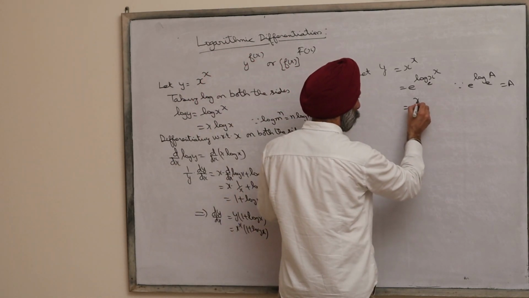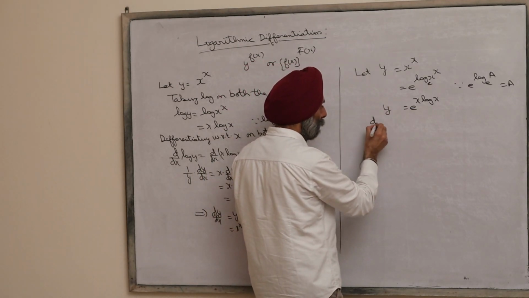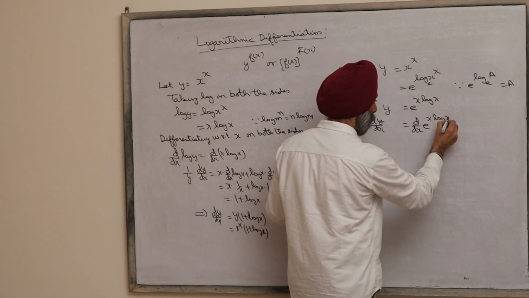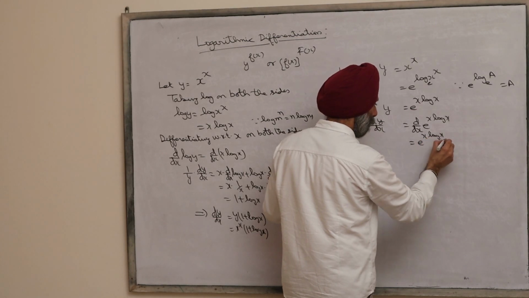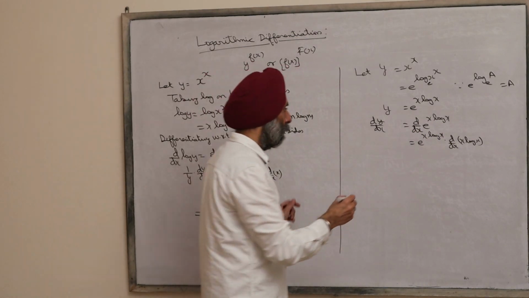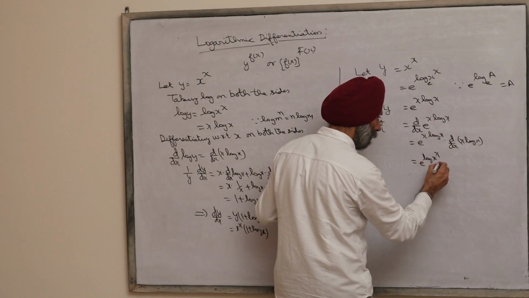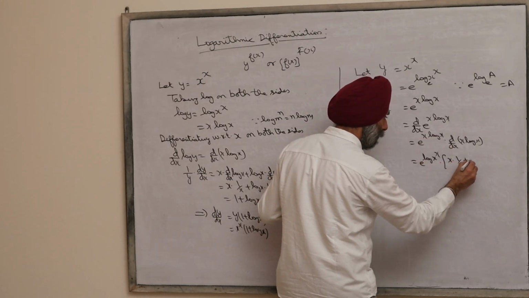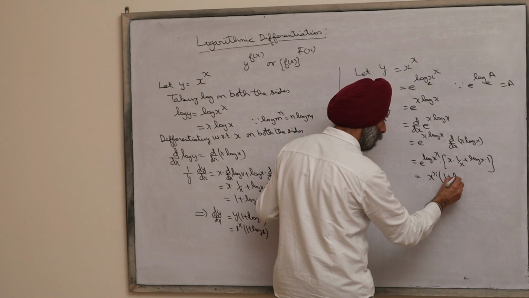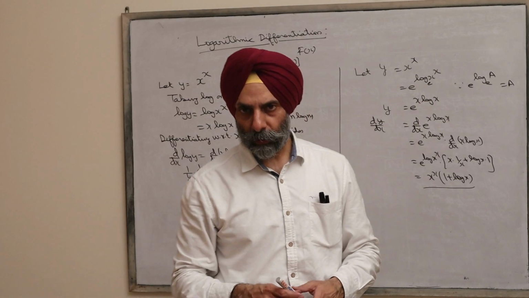So can this be written as e raised to x log x? Now differentiate this. So dy over dx is equal to d over dx of e raised to x log x, which is e raised to x log x into the derivative of x log x. It can be written as e raised to log of x raised to x, into first function into derivative of second plus second function into derivative of first. It is x raised to x into 1 plus log x here.